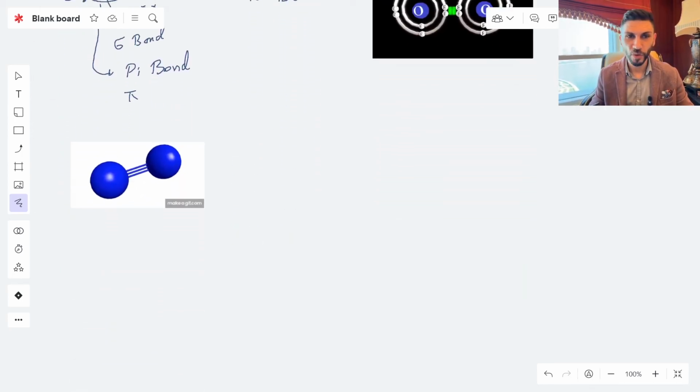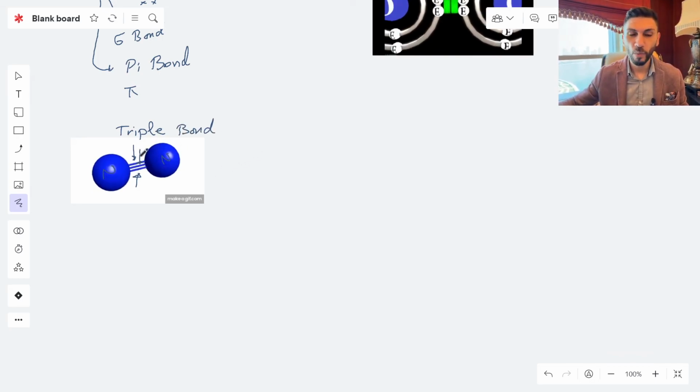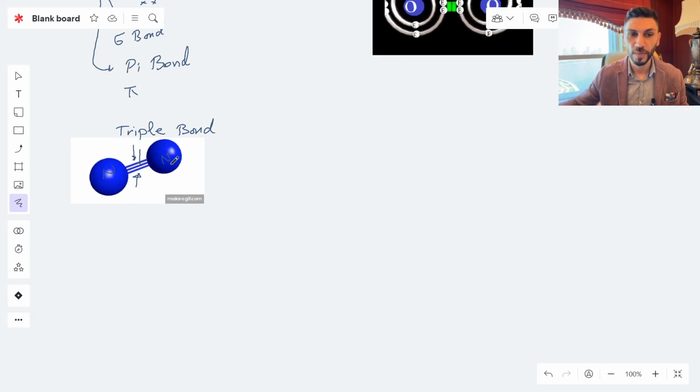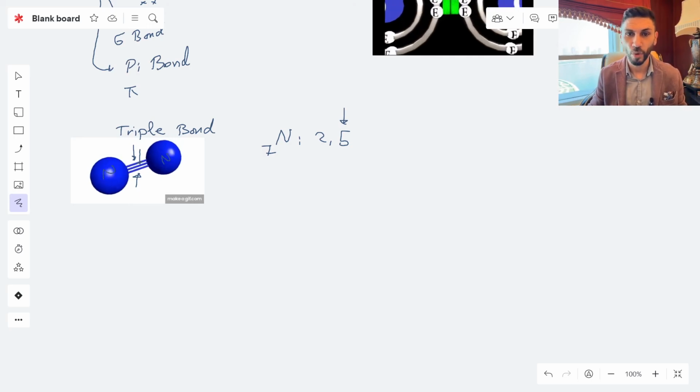The last example for today's lesson is going to be the nitrogen. And as you can see, between the nitrogen and the other nitrogen atom, we have 3 bonds between the 2 atoms. And we call it the triple bond. Now, why is it a triple bond between the nitrogen atoms? Let's check the electron configuration for nitrogen, which has 7 electrons. So it's going to be 2 and 5, meaning we have 5 valence electrons and we need to make them 8, so we need 3 more electrons.